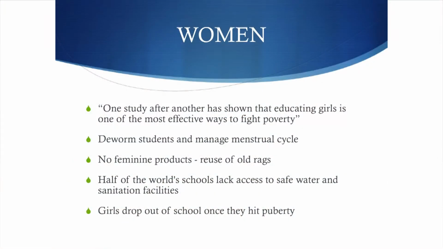So also in women, we read the book Half the Sky for this class, and Nicholas Kristof and Cheryl WuDunn, they said that one study after another has shown that educating girls is one of the most effective ways to fight poverty. So it's really unfortunate that boys have this advantage over girls. For one, because women are the ones that have to collect the water, and two, because girls have to drop out of school once they hit puberty.